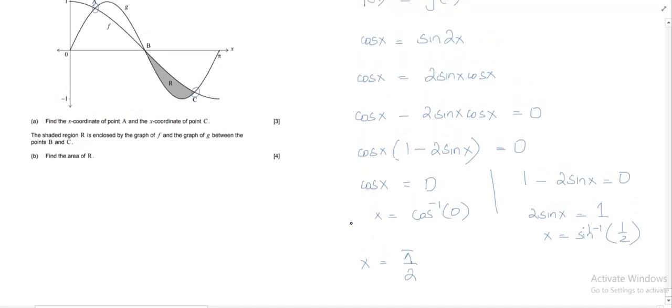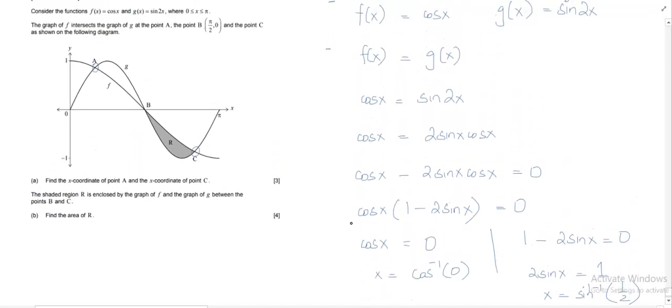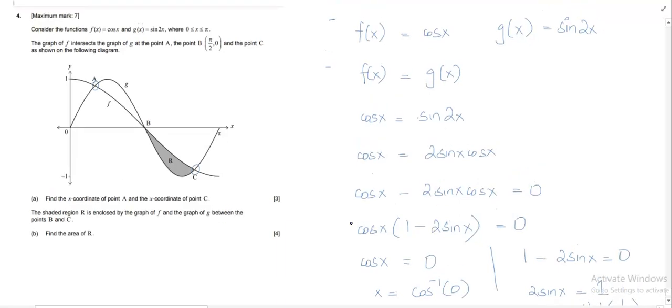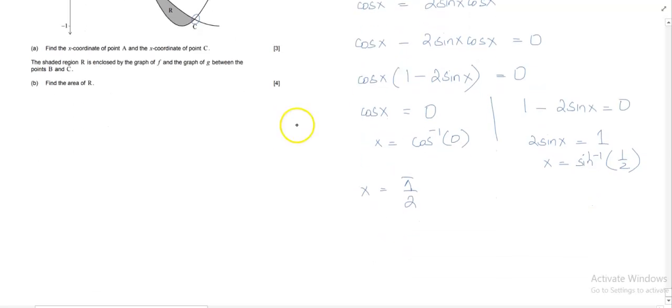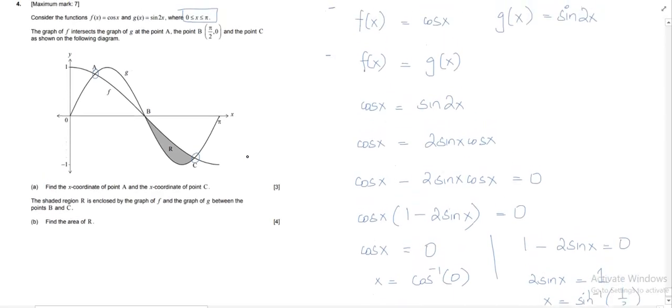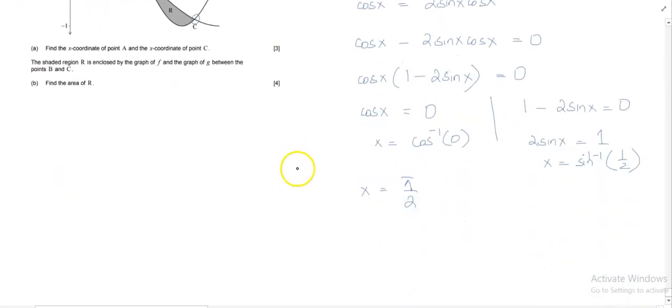Now see, when do we get to know that we need to write our angle in radians or in degrees? This is the area from where you will actually look into this particular angle. The domain given to us is in radians, so we will be writing our angle in radians as well. Okay, so x is equal to pi over 2, and because it's between 0 and pi, this is the only value that I'll get from this equation.